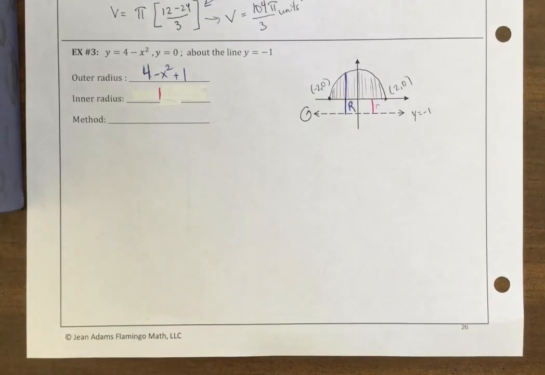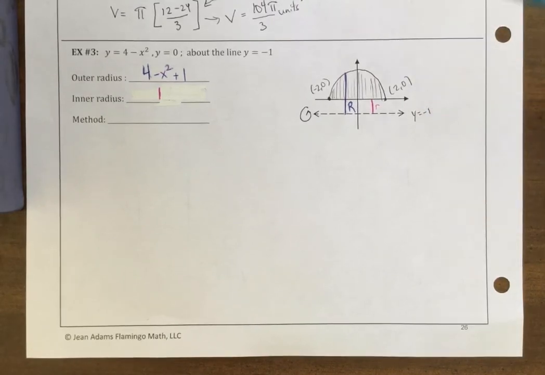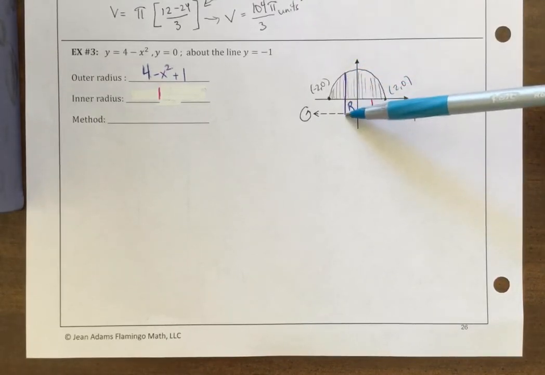All right, here is example 3. I started it and then I did something wrong, and so I had to cut it out of the other video and restart it. When you're doing these ones that the axis of revolution is below the x-axis, when you're thinking about c, you're thinking about how is this changing the distance.